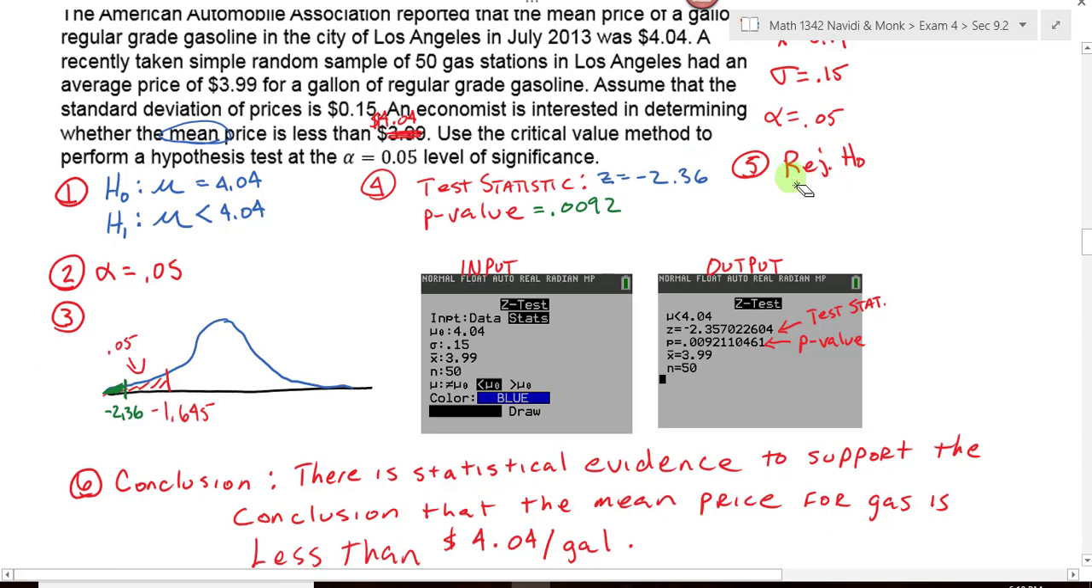These 6 things I need to see whenever you're doing your test of hypothesis.